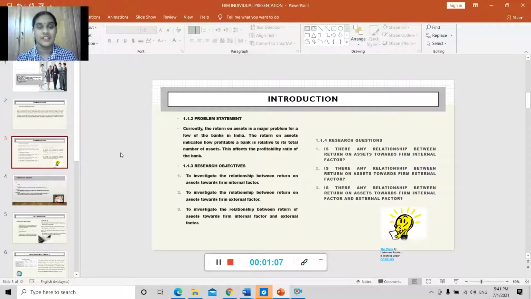Moving on to research objectives, the first objective is to investigate the relationship between return on assets towards the firm's internal factor. Second, to investigate the relationship between return on assets towards the firm's external factor. And thirdly, to investigate the relationship between return on assets towards the firm's internal factor and external factor. As for the research questions, they are related to the objectives as well. The first question is, is there any relationship between the return on assets towards the firm's internal factor? Is there any relationship between the return on assets towards the firm's external factor? And is there any relationship between the return on assets towards the firm's internal and external factor?